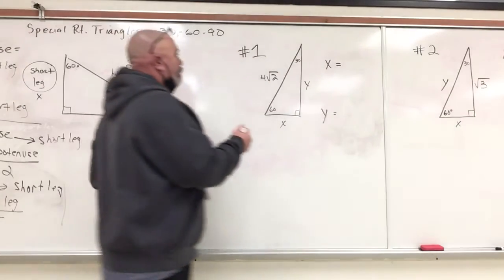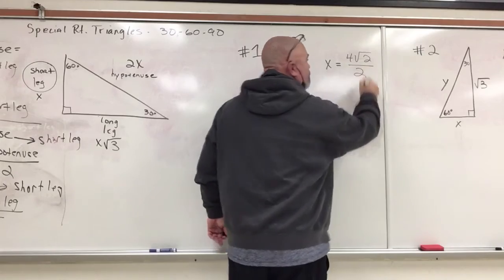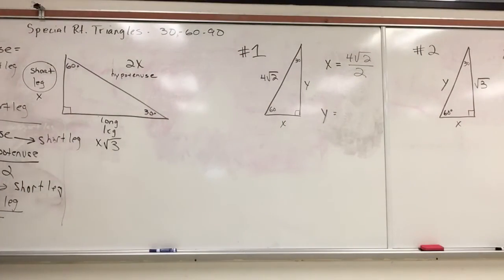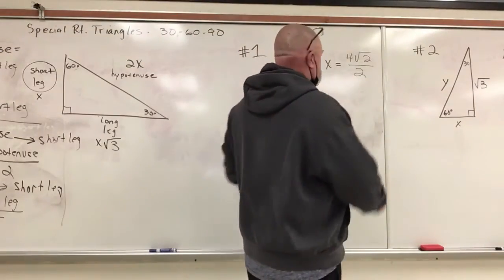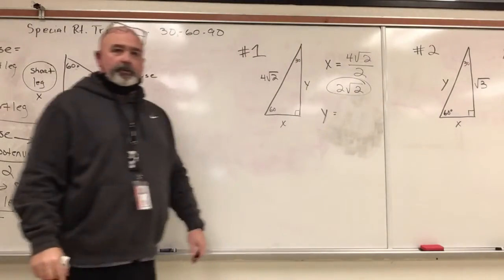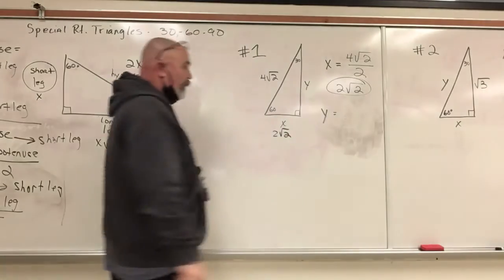All right, here we go. I'm going to take 4 square root of 2, and I'm going to divide it by 2. Okay? That looks hard. What's 4 divided by 2? 2. 4 divided by 2 is 2, right? Yep. There's my answer. That's the short leg. That's how you solve it. Yeah, that's all you do.